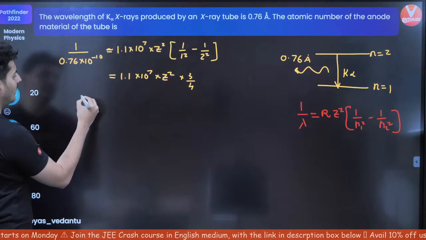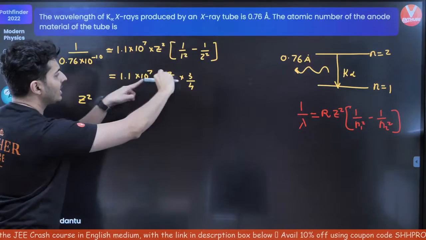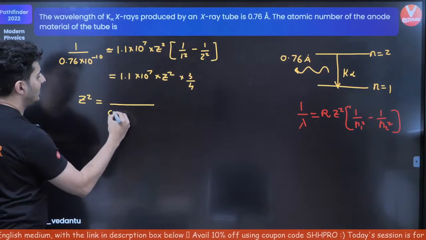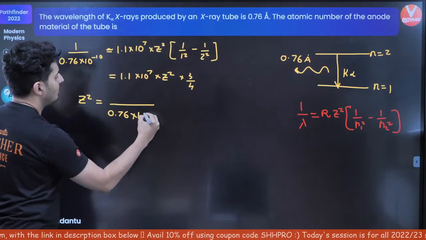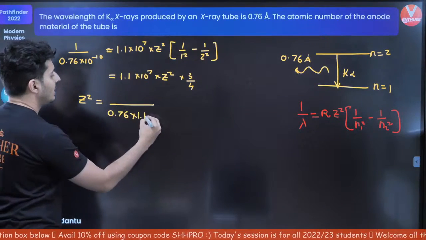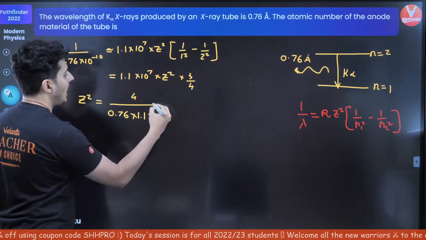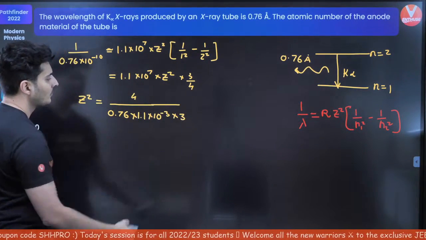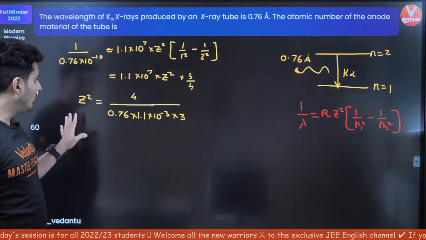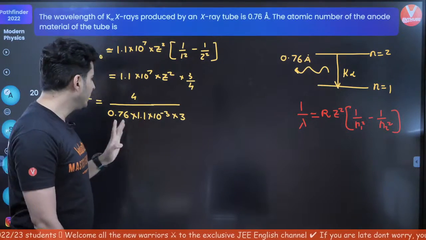So I want Z square. So Z square will be, shift this guy below and shift 3 by 4 over there. So it will become 0.76 into 1.1, 10 to the power minus 10 and 10 to the power 7. So when you multiply, you will get 10 to the power minus 3. 4 goes on the top and 3 comes below. This is roughly what you will get, I suppose. Now it's all about approximations. This is Z square. I want Z. So probably this is what I will do.